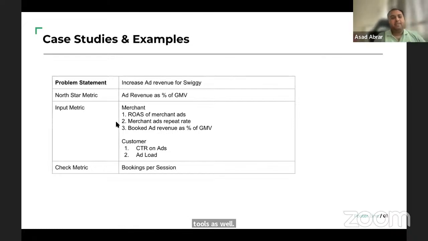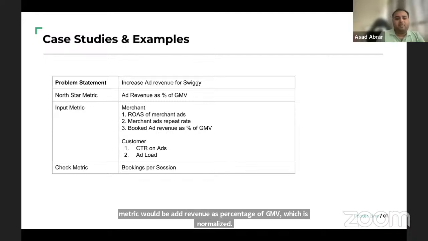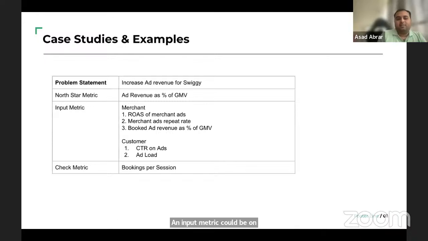Okay, on some case studies, if somebody has to increase ad revenue for Swiggy, then the North Star metric could be ad revenue as a percentage of GMV, which is normalized. An input metric could be on the merchant side, something like return on ad spend for the merchant, merchant ads repeat rate, how many times they are buying the ad again and again. And then on the customer side, you will look at click through rate. And then the check metric could be, hey, has my overall conversion gone down or not.